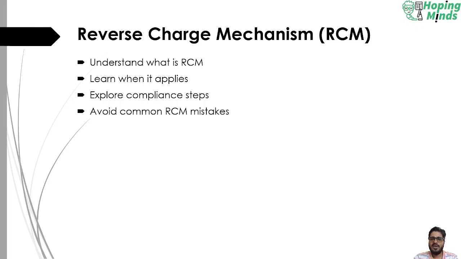In this topic, we will understand what reverse charge mechanism is and when it applies. Then we will also see what the compliance requirements under RCM are, and we'll try to figure out the common mistakes that we need to avoid while reporting a reverse charge transaction. So let us move ahead.